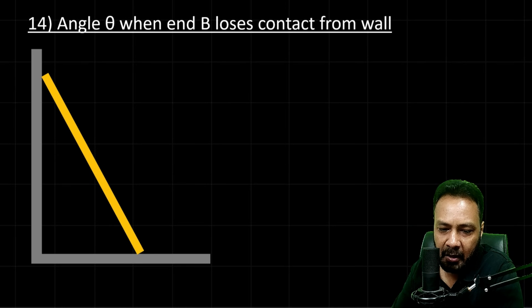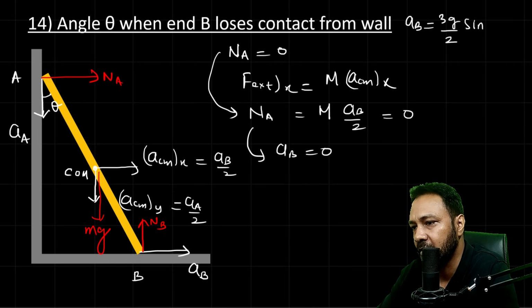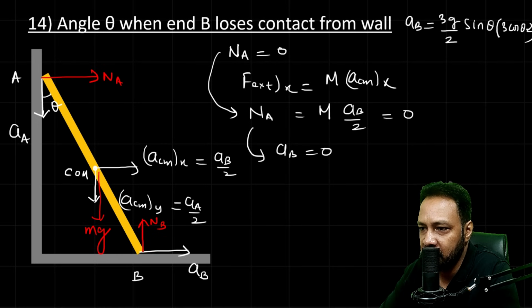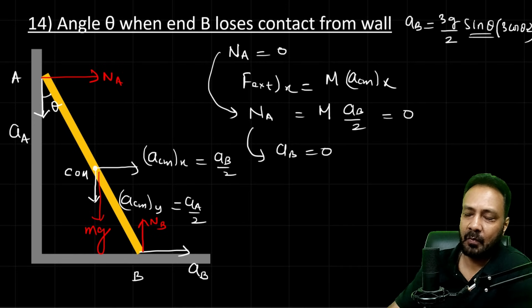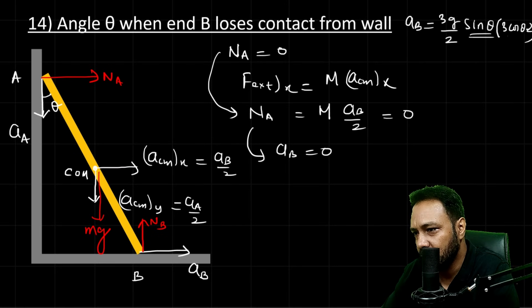and AB was 3g by 2 sine theta into 3 cos theta minus 2. So obviously this cannot be 0. Initially it was 0. It had no normal. So later only this thing can be 0.